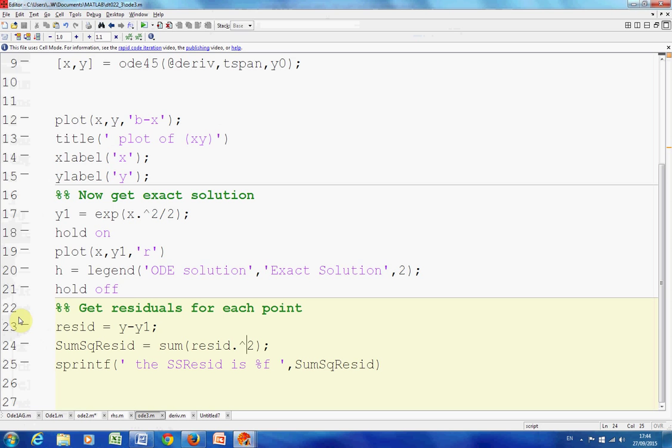Ideally, the sum squared residual should be 0, so the nearer to 0, the closer the approximation is to the theoretical. This dot power, I won't go into too much detail, but the dot power means take each element of the residual and square it.